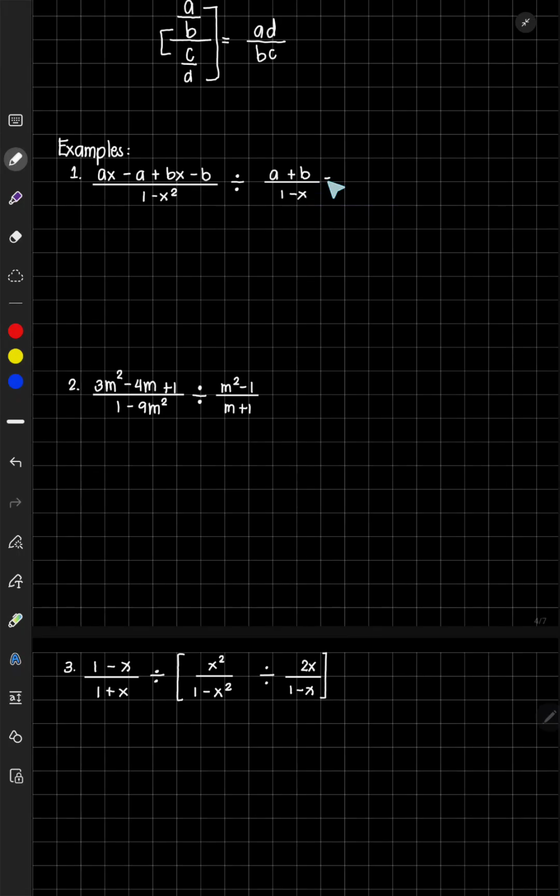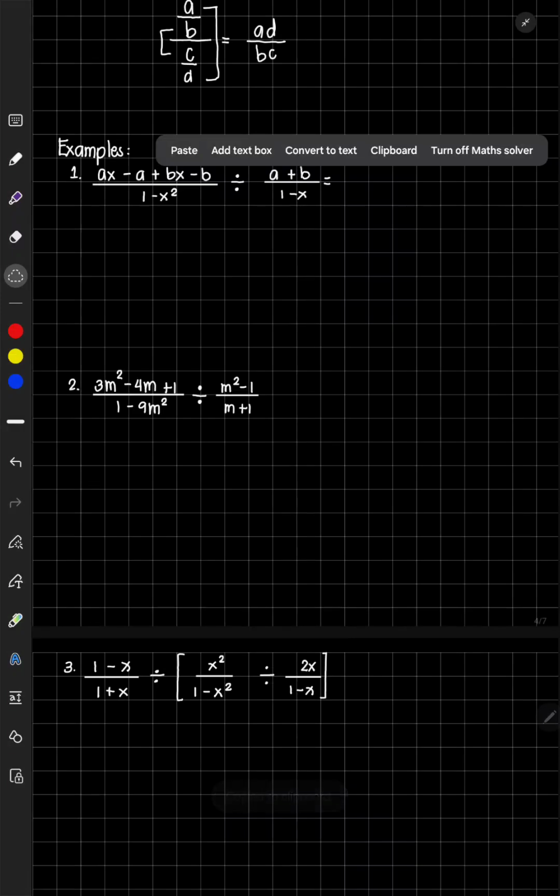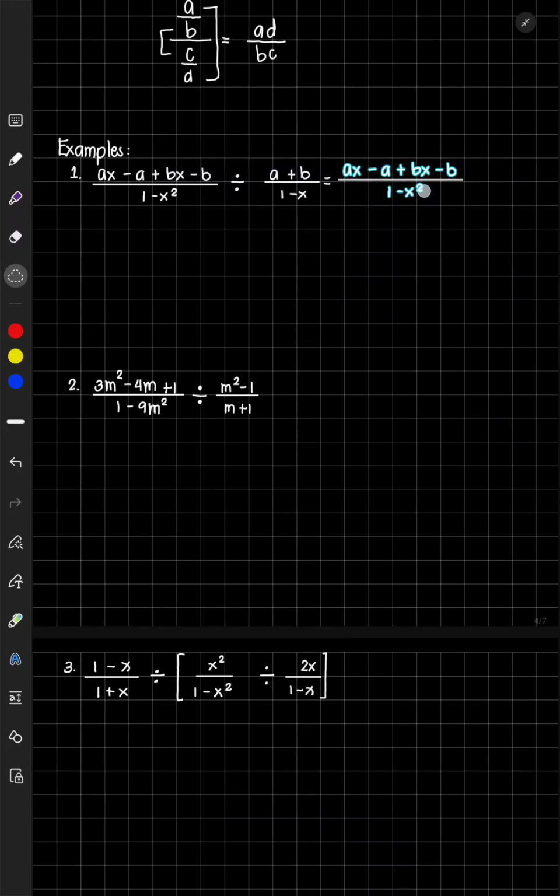So first, we have to copy this one, and we have to multiply the reciprocal of this one. So the reciprocal for a plus b over 1 minus x would be 1 minus x divided by a plus b. So we have to get the multiplication for that. But again, before you multiply, you have to factor out first what should be needed to factor out.